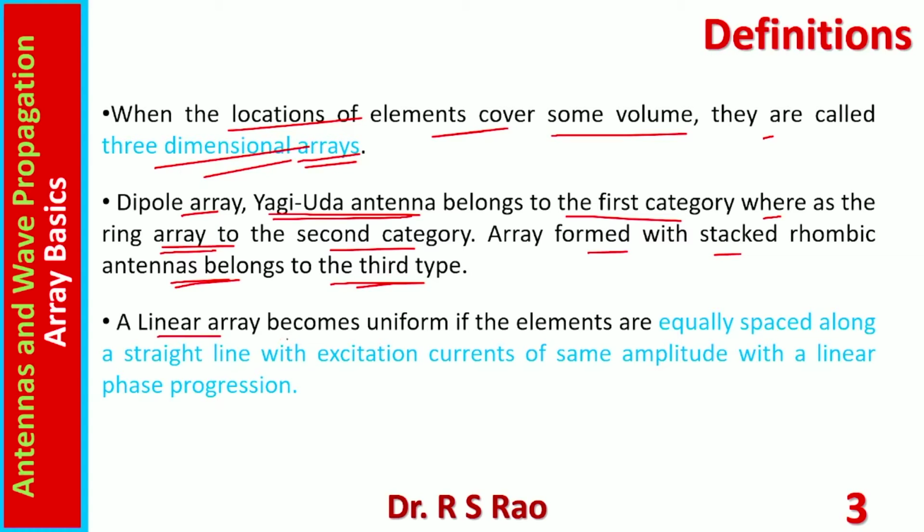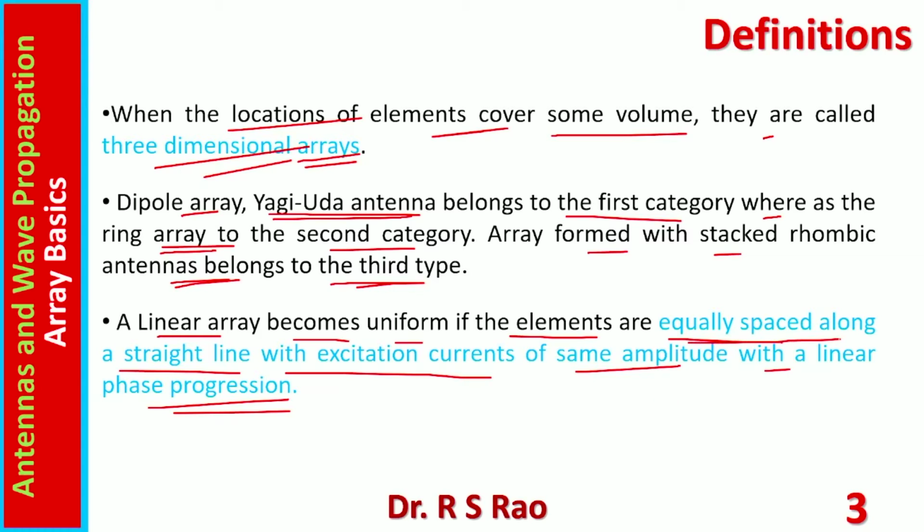A linear array becomes uniform if the elements are equally spaced along a straight line with excitation currents of the same amplitude with a linear phase progression. A linear array becomes uniform only when certain conditions are satisfied. What are they? Elements must be spaced equally. They must be placed along a straight line with excitation currents of the same amplitude with a linear phase progression.